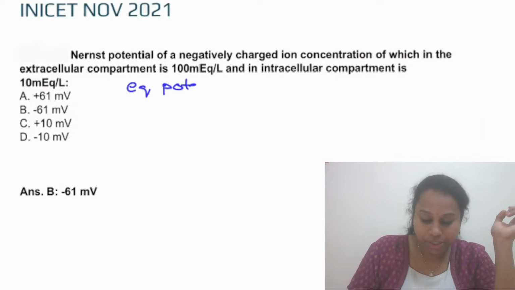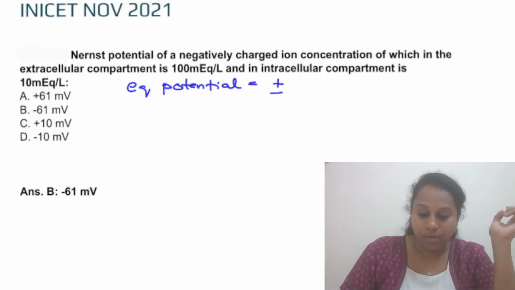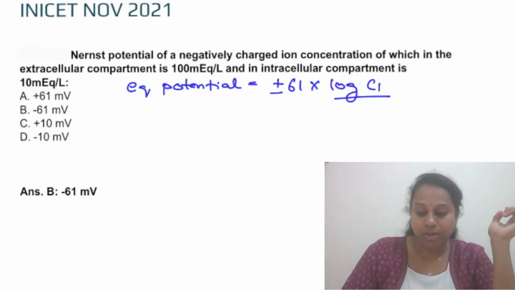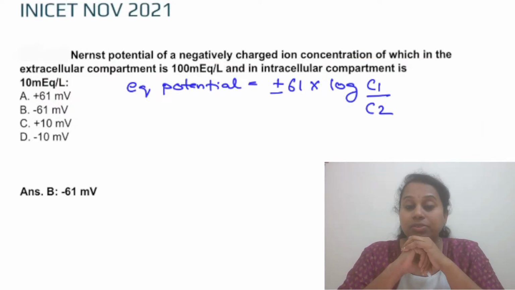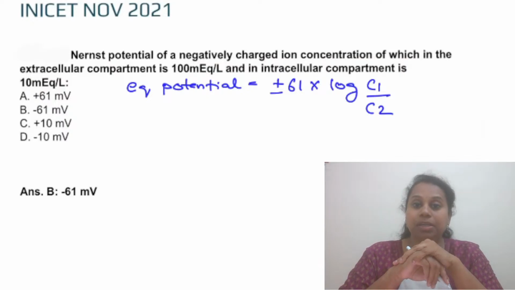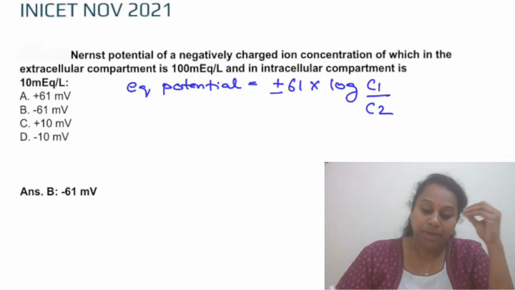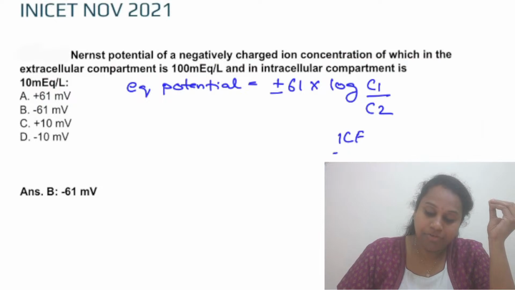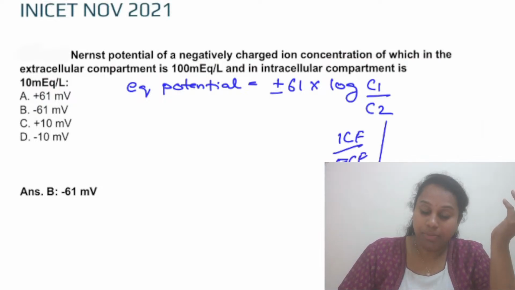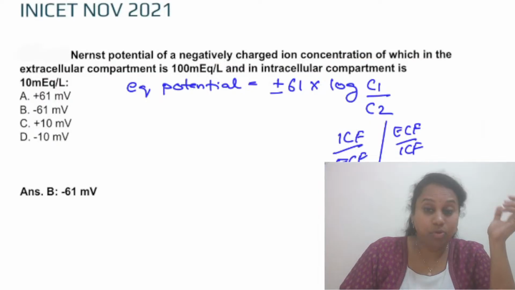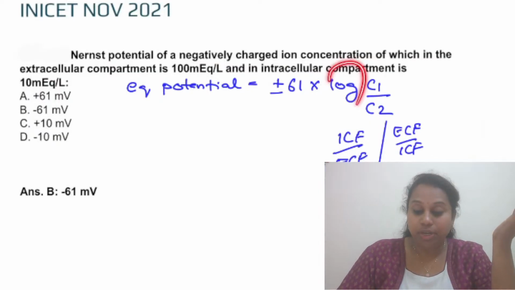Equilibrium potential for any ion is equal to plus or minus 61 into log of C1 divided by C2. C1 is the concentration of the ion in one compartment divided by the concentration of the ion in another compartment. What are the two compartments here? ICF and ECF. But this can be ICF by ECF, or it can be ECF by ICF. Both are correct, because anyways you're going to take a logarithm.